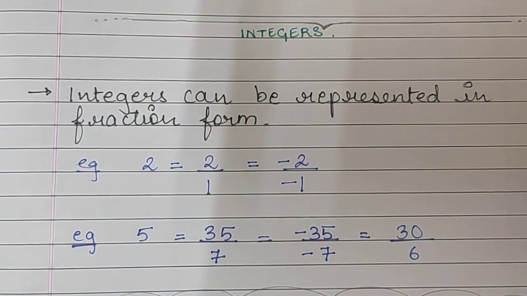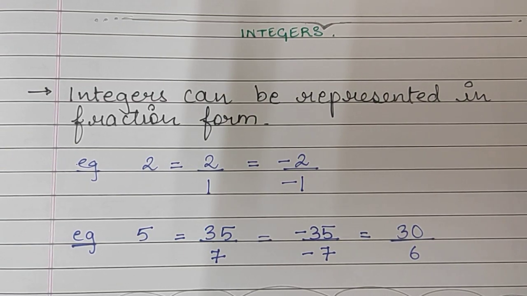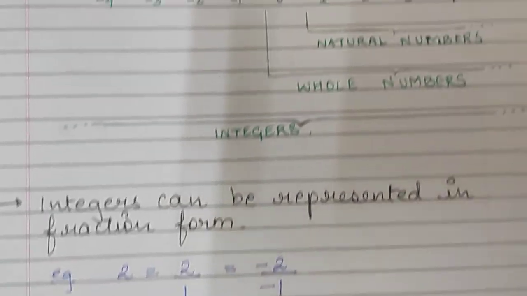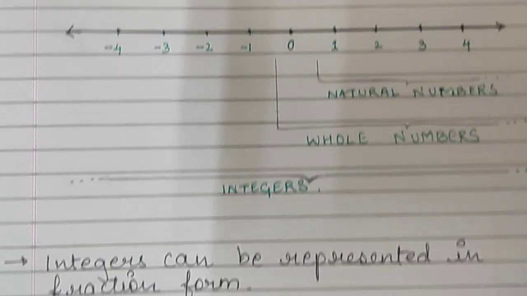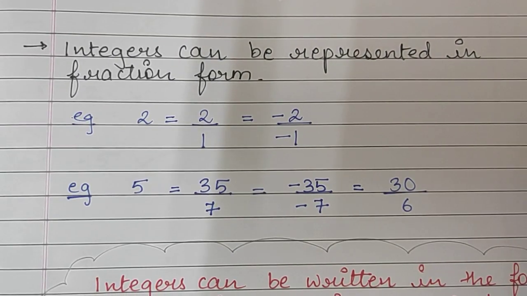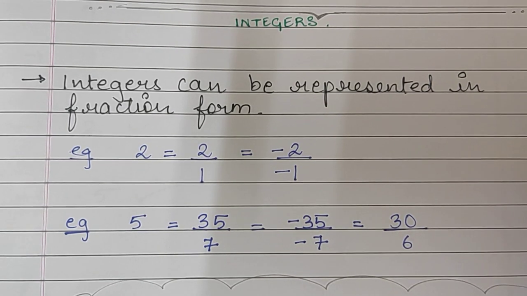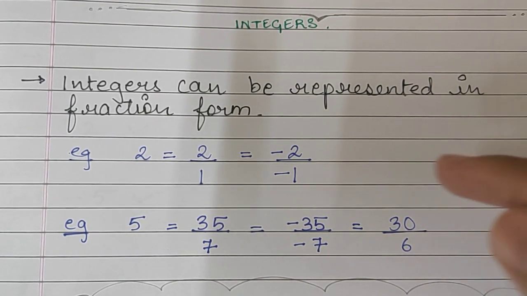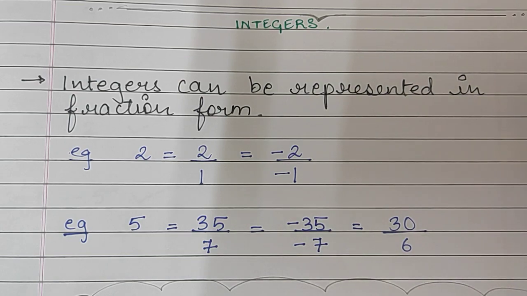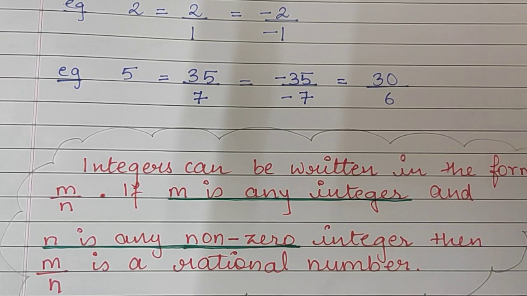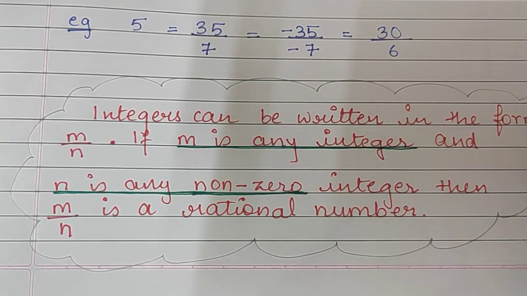Therefore, we can say that natural numbers, whole numbers, integers, and the integers represented in fraction form, all of these are known as rational numbers. Let's know the correct definition of rational numbers.